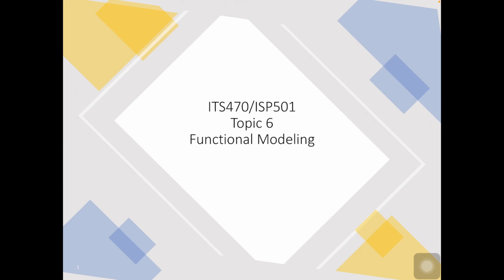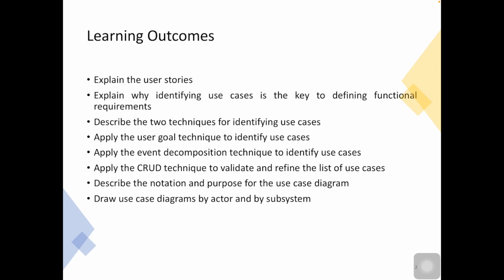Today we'll continue with topic 6, functional modeling. And these are our learning outcomes for today's lecture. First, you should be able to explain the user stories, identify use cases, and apply two techniques for identifying use cases: the user goal technique, the event decomposition technique, and also the CRUD technique. And then we will look into the use case diagram and how to draw the use case diagram.